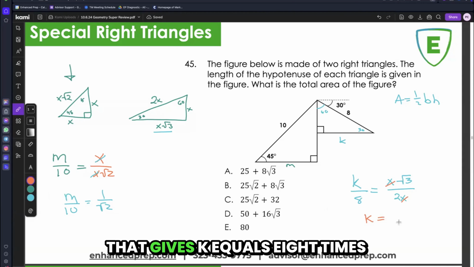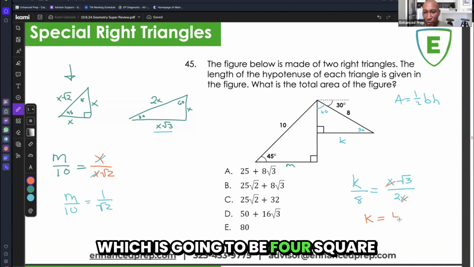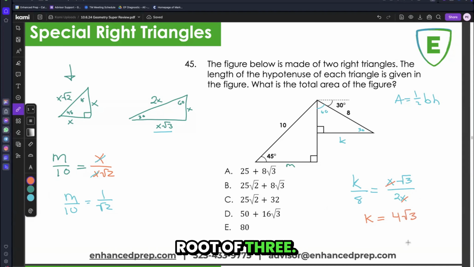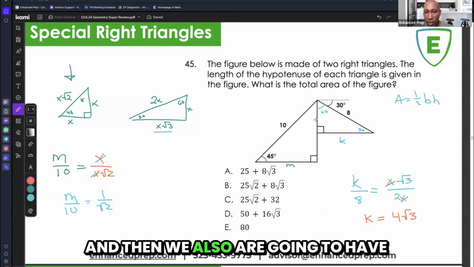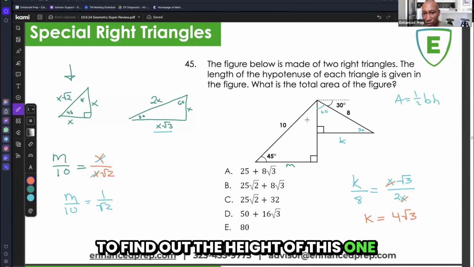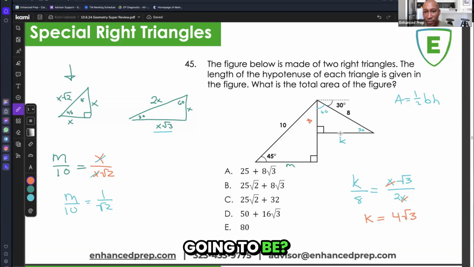That gives K equals 8 times square root 3 over 2, which is going to be 4 square root of 3. Awesome, right? And then we also are going to have to find out the height of this one as well, right? So what's the height of this one going to be?